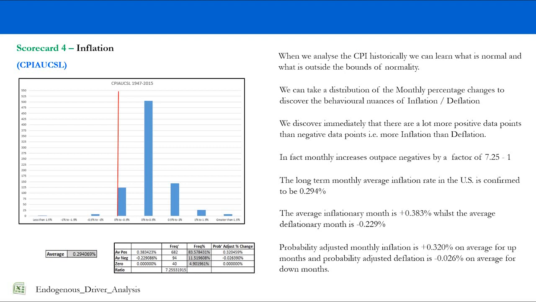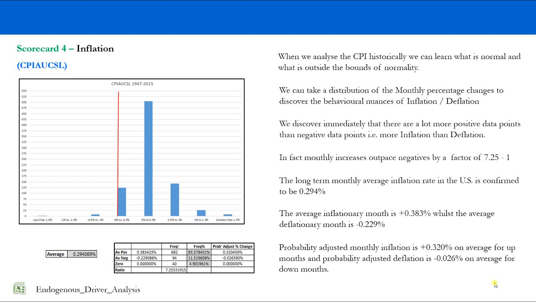again around 0.3, so similar to the mean. It is 0.320% on average for the up months, and the probability adjusted deflation number is minus 0.026% on average for the down months. So what we're starting to see here is that if the mean is positive and positives outpace negatives by a factor of 7.25 to 1, then inflation is actually completely normal.